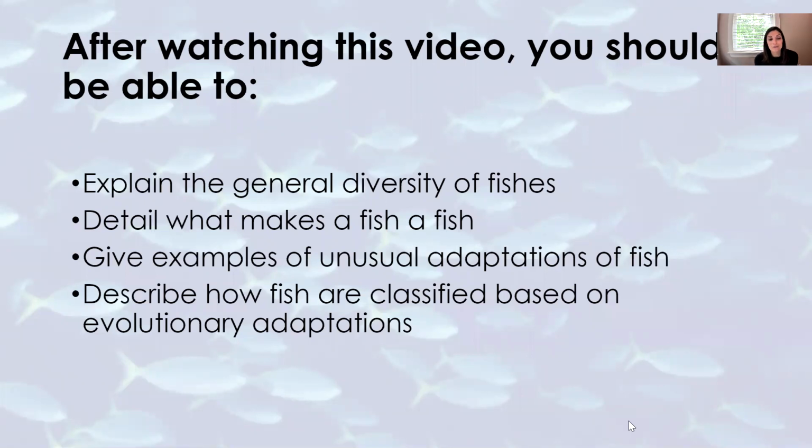Now I would like for you to go back and make sure that you can do each of these four things. Explain the general diversity of fishes, detail what makes a fish, give examples of unusual adaptations of fish, and be able to think about why that adaptation helped with survival and reproduction over time. Think about the different environments fish are inhabiting, and then describe how fish are classified based on evolutionary adaptations.